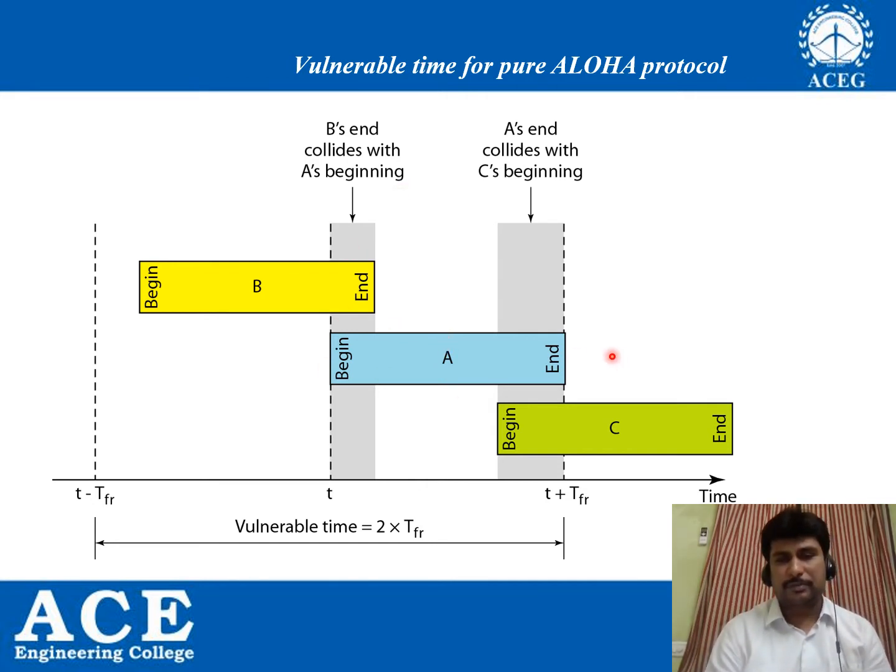Generally, if you talk about a frame A, you could find that other frames B and C can collide in this particular period, T minus TFR to T plus TFR, where TFR is the total frame transmission time. So the total duration where there is a possibility of collision is from T minus TFR to T plus TFR, and that is called the vulnerable time of pure Aloha, which is equal to twice the frame transmission time.